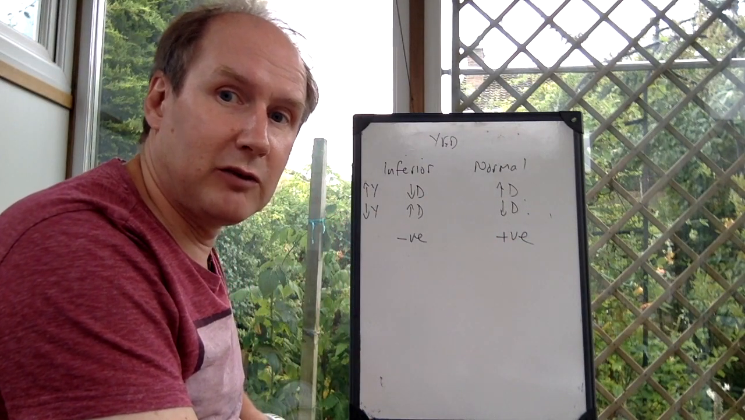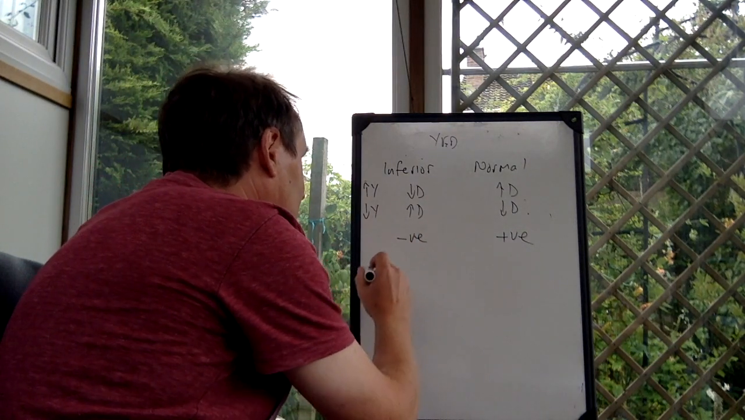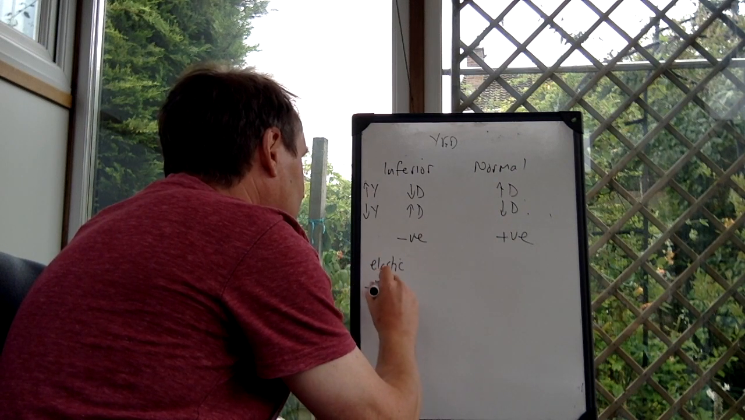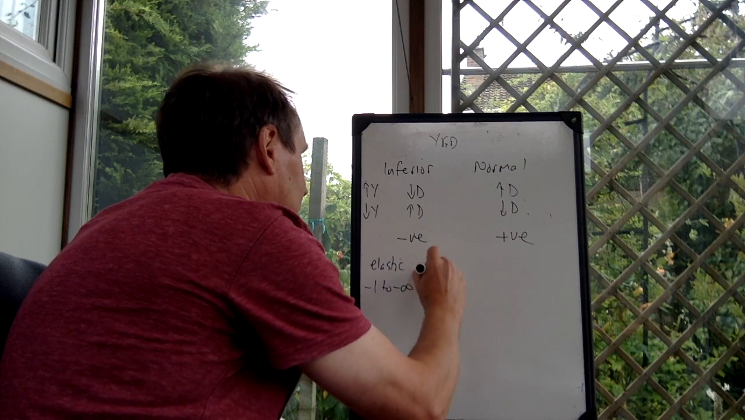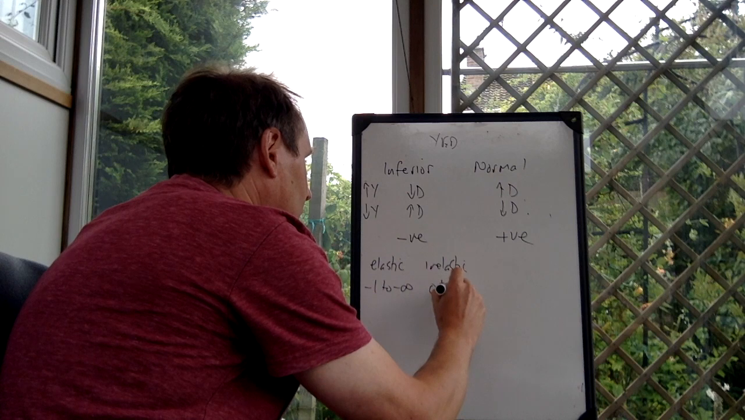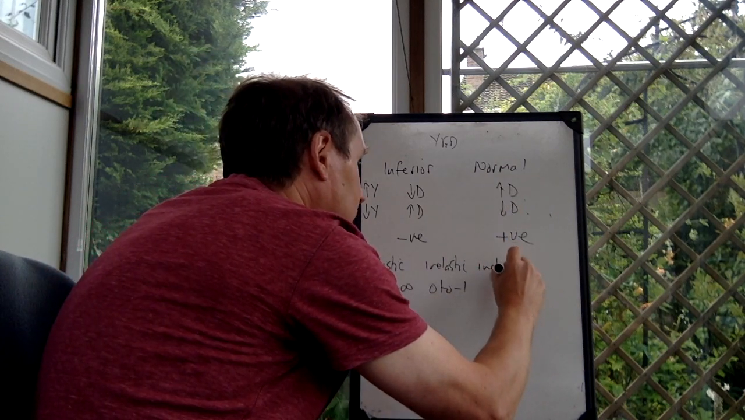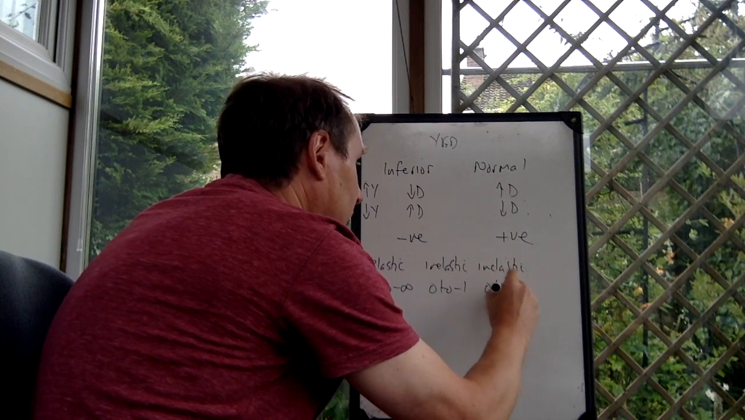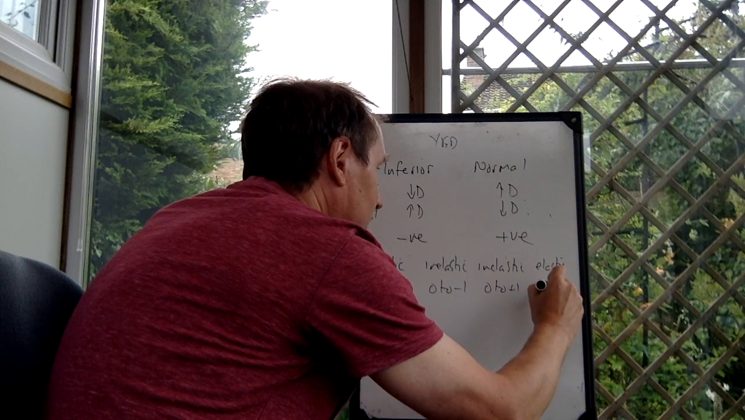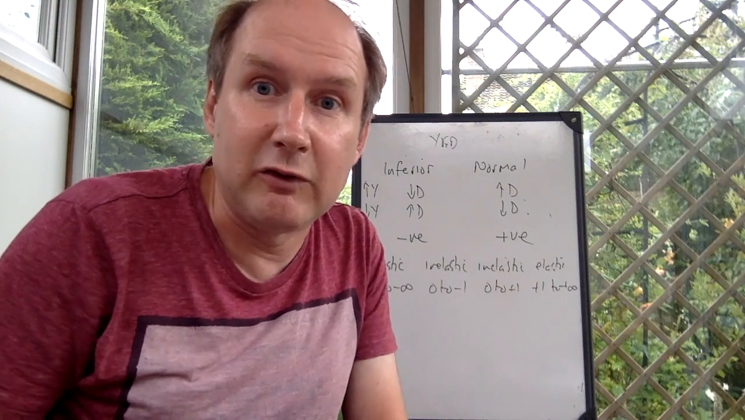And we know that each of those can be either elastic or inelastic. Elastic inferior goods would have an income elasticity demand of -1 to -infinity. Inelastic inferior goods would have an elasticity of 0 to -1. For normal goods, inelastic normal goods would have an income elasticity of 0 to +1, and elastic normal goods would have an income elasticity demand of +1 to +infinity. And that's the basics of income elasticity demand.